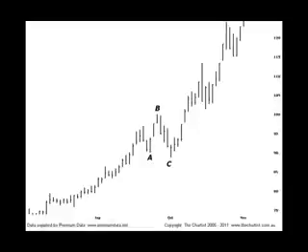What constitutes a WXYZ combo? A WXYZ pattern is a complex ABC X ABC pattern where the initial ABC is labelled as a W, then the secondary ABC is labelled as a Y. So that is a combination of an ABC X ABC. So a double zigzag, a double flat, triple flat. So those complex kind of patterns that occur.